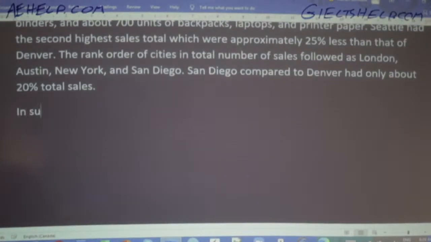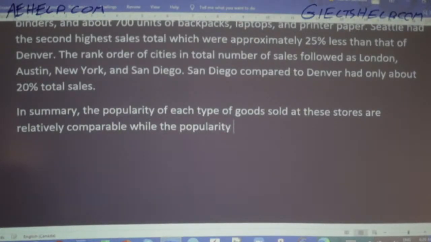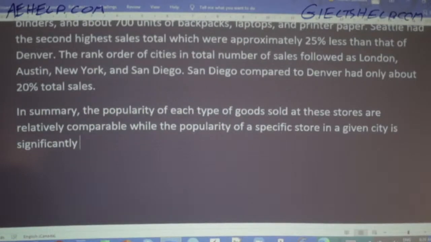In summary, the popularity of each type of goods sold at these stores are relatively comparable, while the popularity of a specific store in a given city is significantly different from the others. Okay?